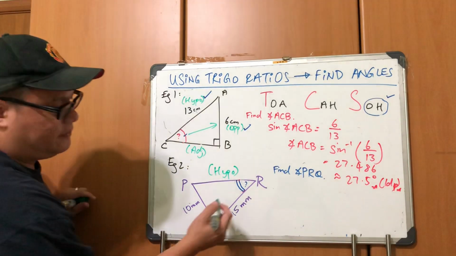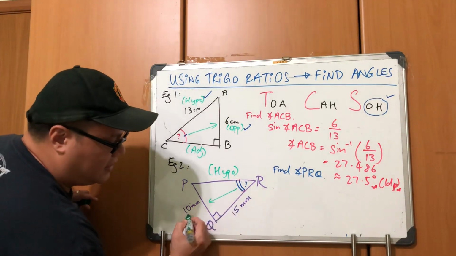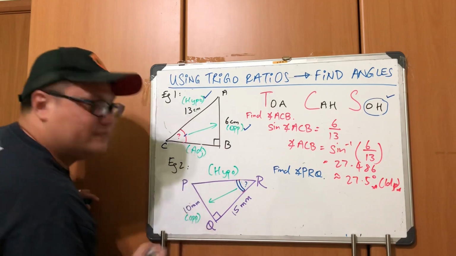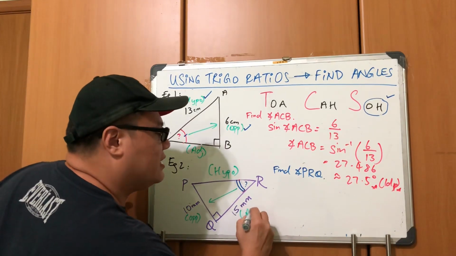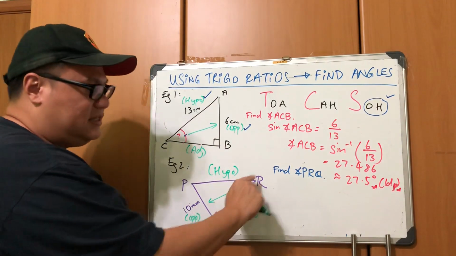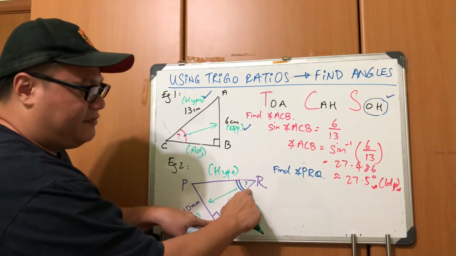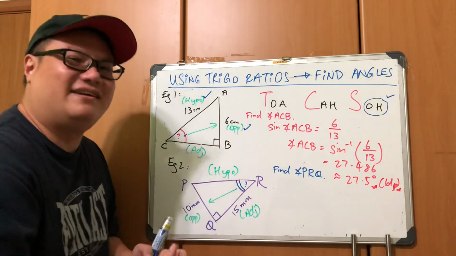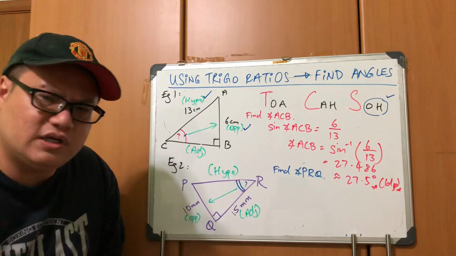Next, label the opposite. If this is my reference angle, look opposite it. So PQ is my opposite. Last but not least, this must be my adjacent. Double check. Adjacent is the line that the 90 degree and the reference angle touch, sits on it.